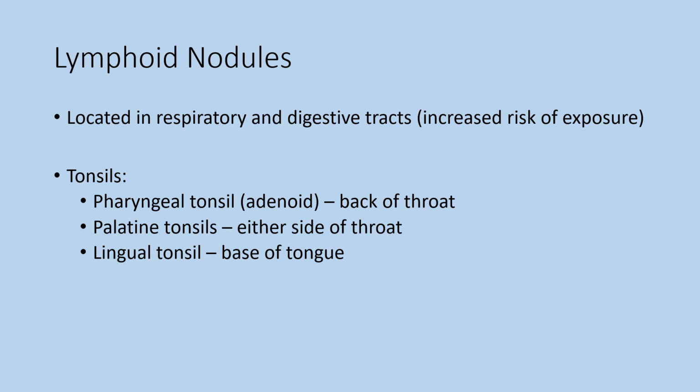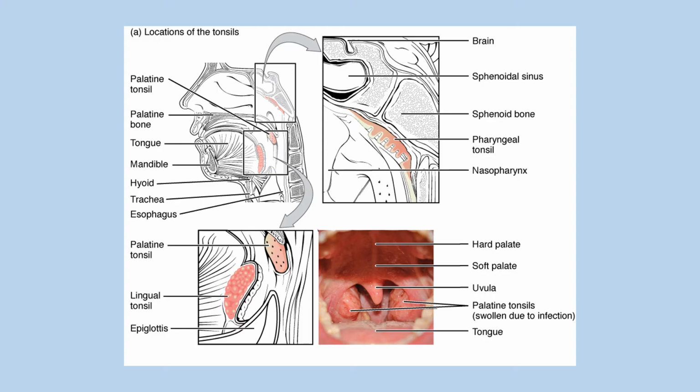Your lymphoid nodules are located in the respiratory and digestive tracts. Why in these areas? Because you have increased risk of exposure to pathogens from what you eat and what you inhale. The tonsils: there are the pharyngeal tonsils, known as the adenoids, in the back of the throat, the palatine tonsils on either side of the throat, and the lingual tonsils that are at the base of the tongue. And this is showing the location, like here's the palatine, the lingual, as you can see from this diagram, and then way up here is the pharyngeal, and looking into the mouth, here your palatine. These are swollen. Somebody's got an infection.